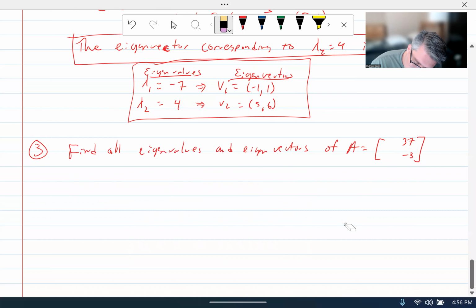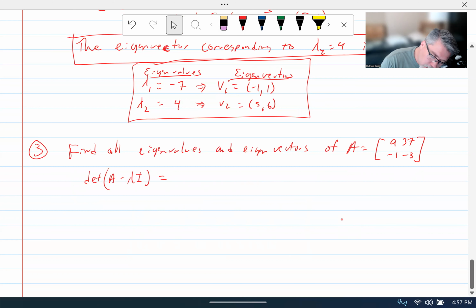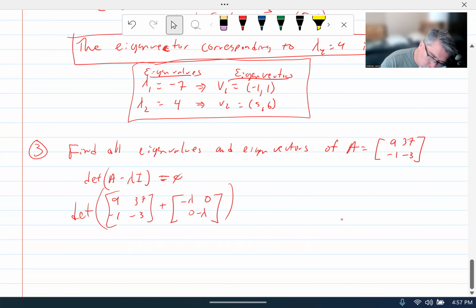Okay, so the first thing I'm gonna do is find the determinant of A minus lambda I is equal to 0. That will give me my eigenvalues. Okay, so this is going to be [9, 37; -1, -3] minus lambda times the identity, [lambda, 0; 0, lambda]. So I want the determinant of that equals 0.